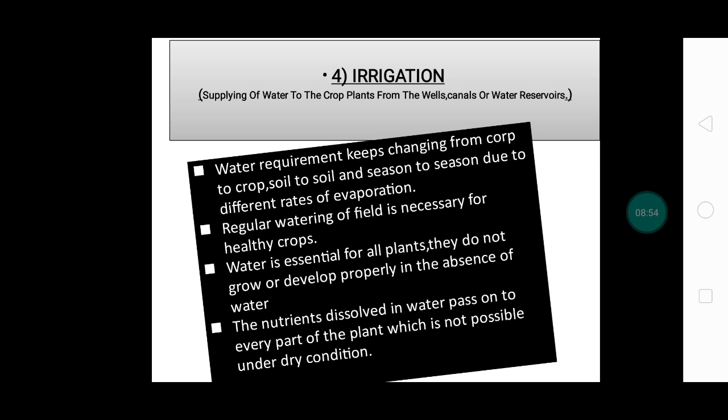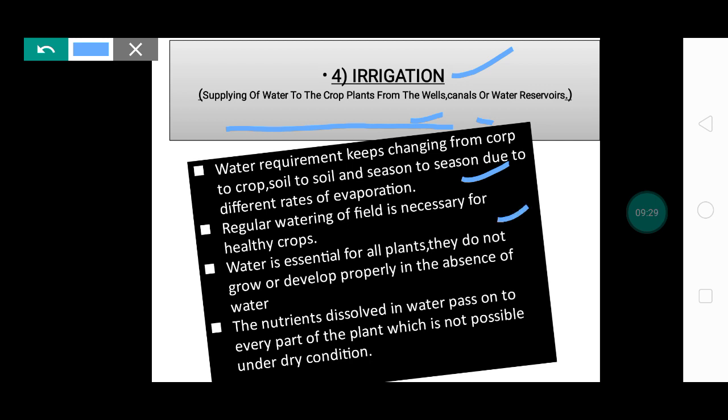The next point is irrigation. What is meant by irrigation? First we need to know what is meant by irrigation. It's nothing but a supply of water to the crop plants from wells, from canals, or from water reservoirs, right? Now what exactly happens during irrigation, or why is there a need to give irrigation? Water requirement keeps changing from crop to crop, soil to soil, and even season to season, due to different rates of evaporation.